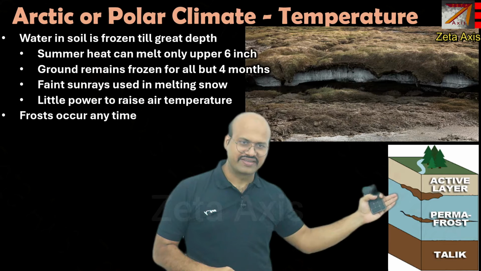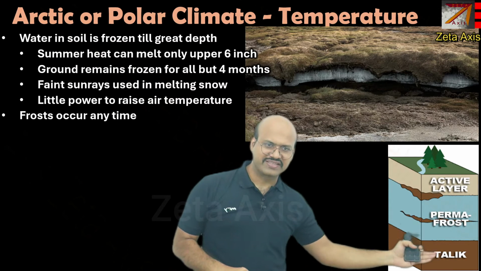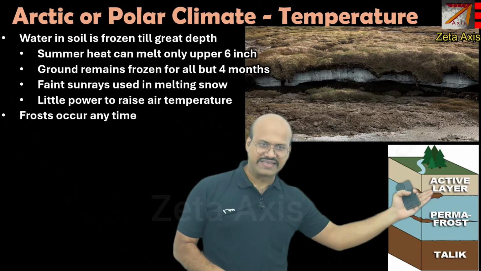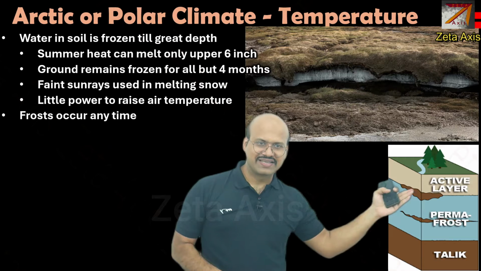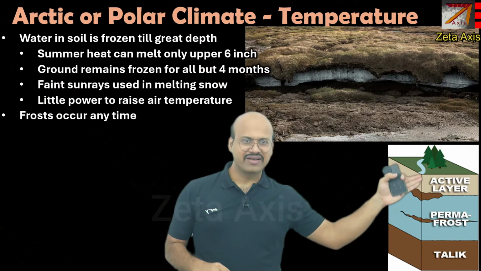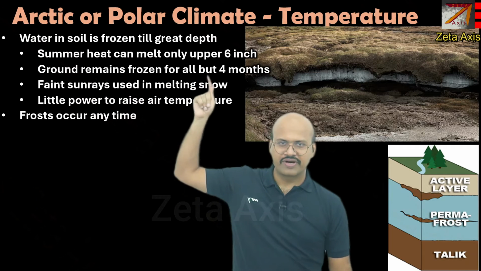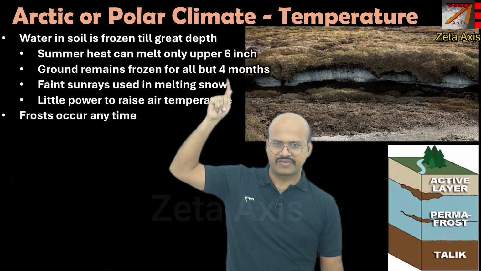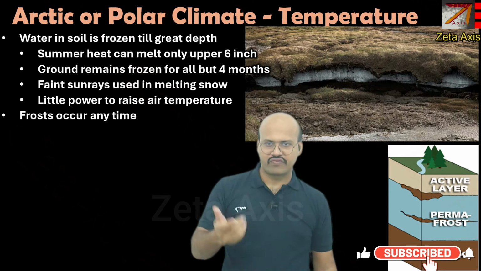We can see that there is this active layer where the snow will melt, but there is this permanent iced water in the ground, which is called permafrost. So this groundwater is frozen permanently. Summer can only melt the water in this region. The ground remains frozen for all but 4 months. Only for 4 months of summer, the top 6 inches, the snow or water, will melt.